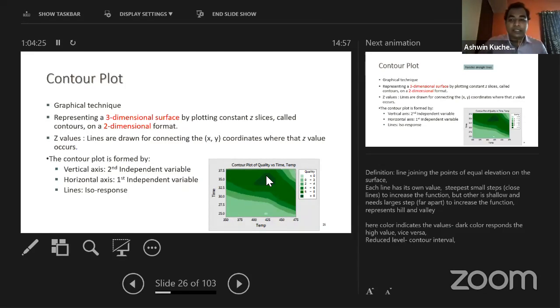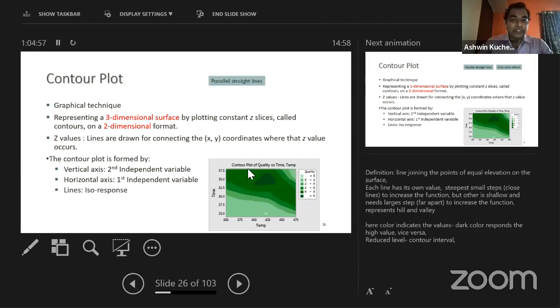So this color indicates that these are the high values. Means if we were operating somewhere else in this left-hand side corner, we need to go till this dark circle where there are high values, where exactly my optimum region is. These are the reduced levels, these are lines, and this graph on the right side tells us the difference in the shades of color with respect to the difference in impact on the response. So this is what contour plots are.